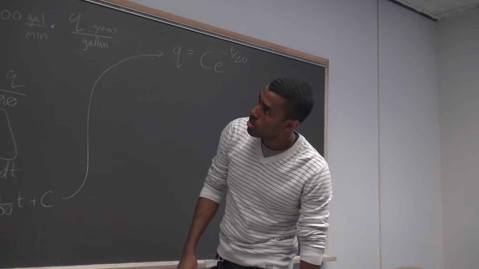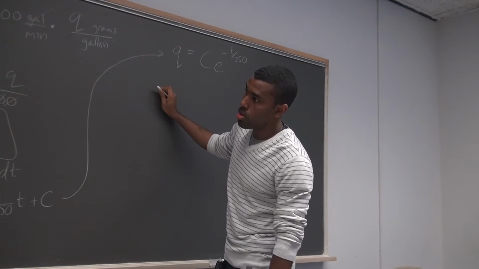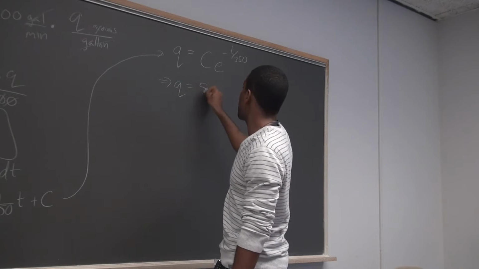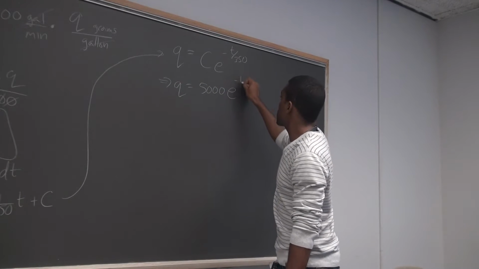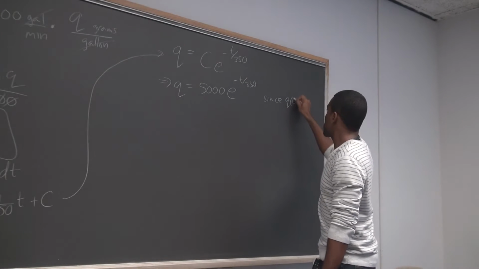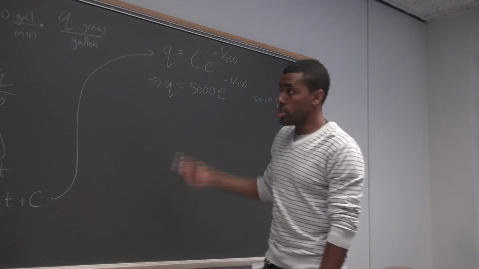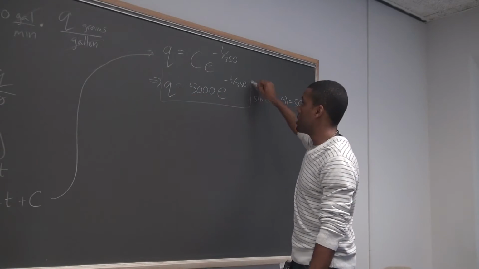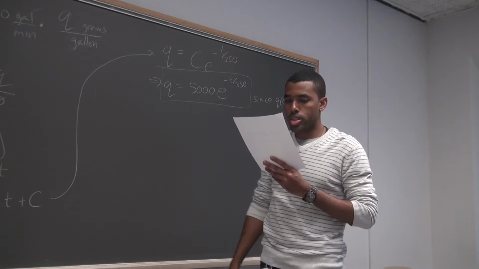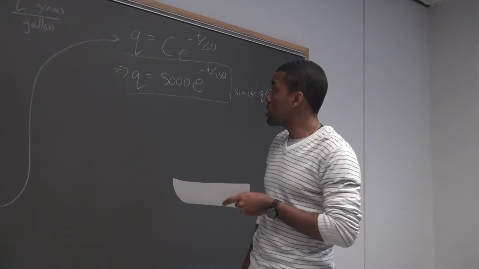And now we apply the initial condition. So when t is 0, Q of 0 is 5,000. And so that is the amount of dye in the swimming pool at time t. And we need to make sure that the concentration is less than 0.017 grams per gallon, right?